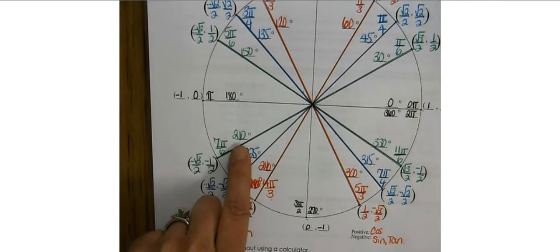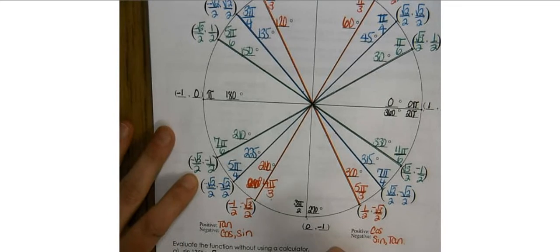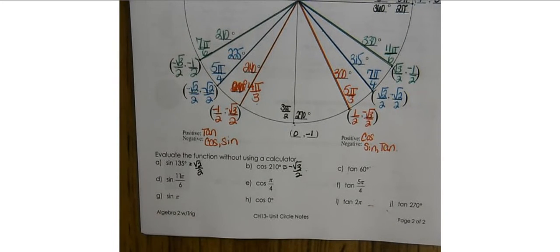Let's go ahead and look at the cosine of 210. Cosine, we know that that's the x value. So I'm going to go to where 210 degrees is, and my x value is negative square root of 3 over 2. There's my answer, and I am done. There's nothing further for me to do. There's no work for me to show.